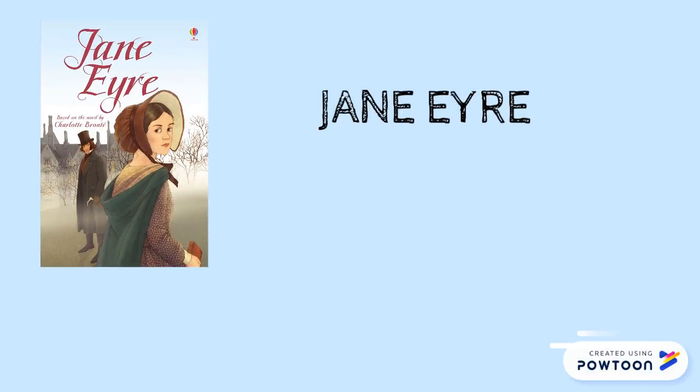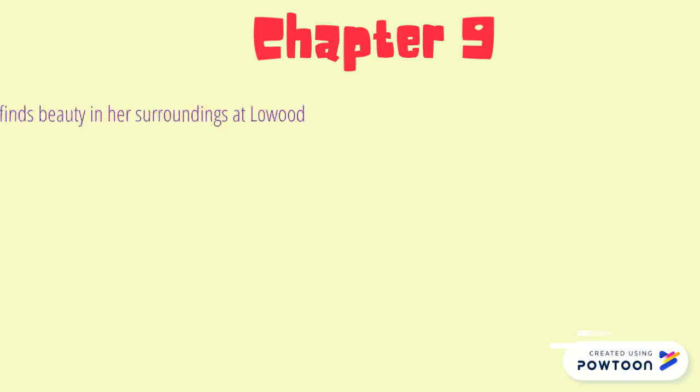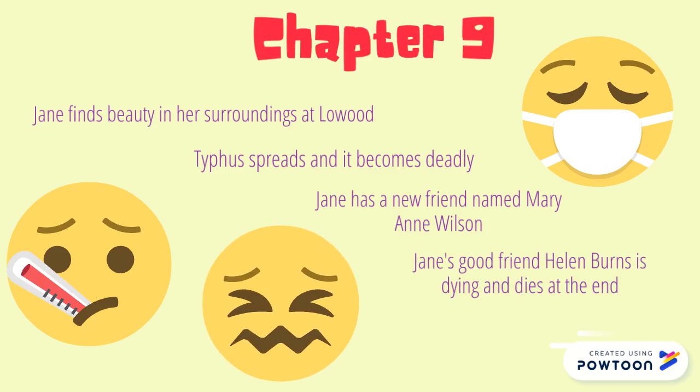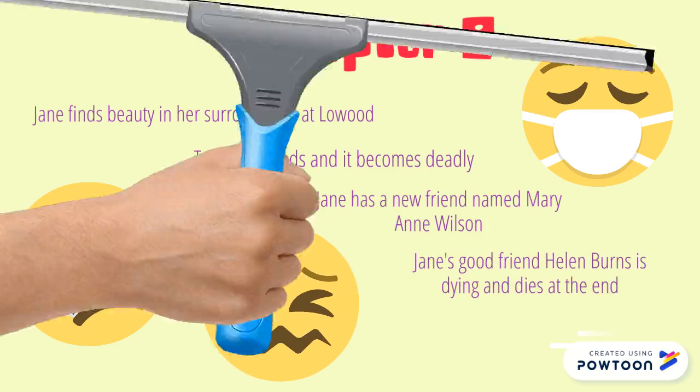So, our presentation is on Jane Eyre, chapters 9 to 14. In chapter 9, Lowood becomes a better place for Jane. The environment is very nice, but then typhus begins to spread everywhere. Jane becomes friends with a girl named Mary Ann Wilson, but Jane's good friend Helen Burns gets very sick with a different disease and then dies in Jane's arms at the end of the chapter.